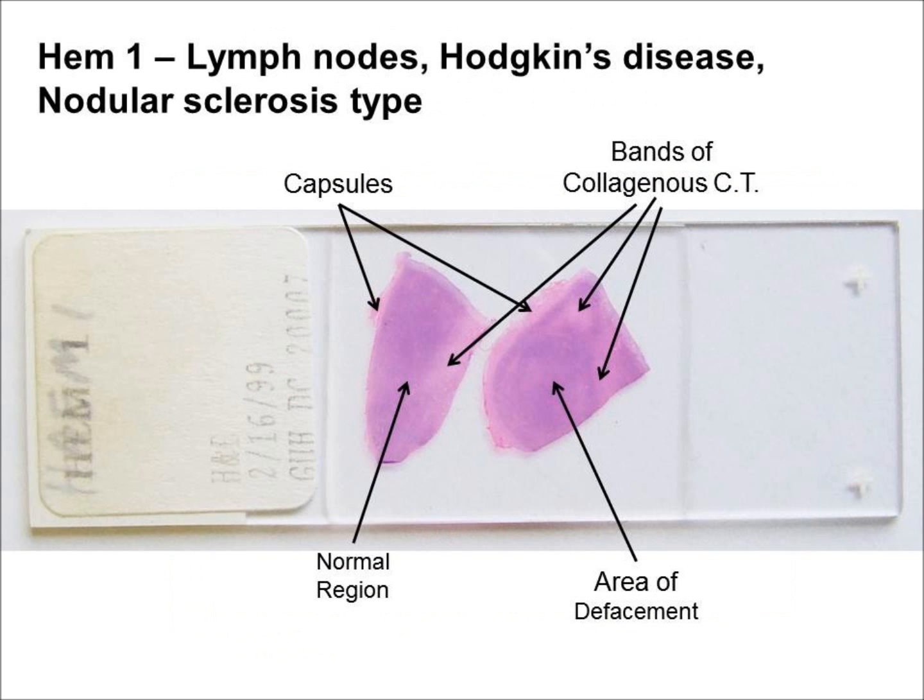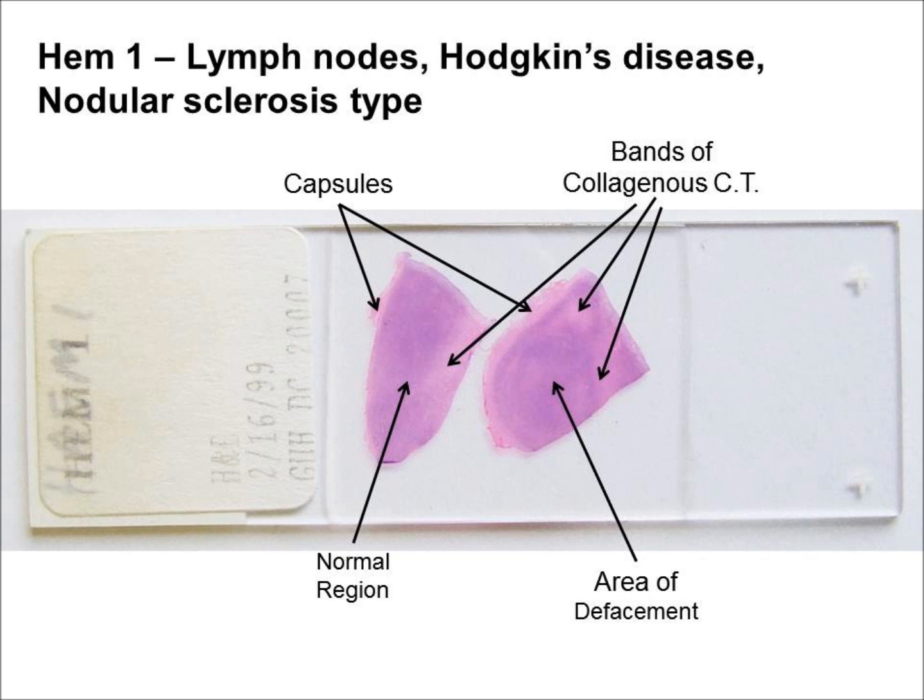Examine the slide labeled Hem1 by eye and observe that it contains two samples of lymph nodes. Note that one of the sections contains a rather thick eosinophilic capsule and thick bands of collagen within the body of the gland. This is indicative of the nodular sclerosis subtype of Hodgkin's disease. Normal nodules with germinal centers can be observed in the smaller section on the left, but are reduced or absent in the larger one on the right.